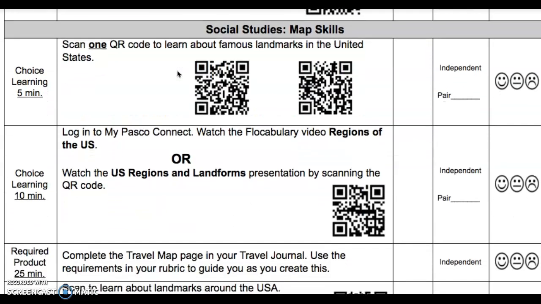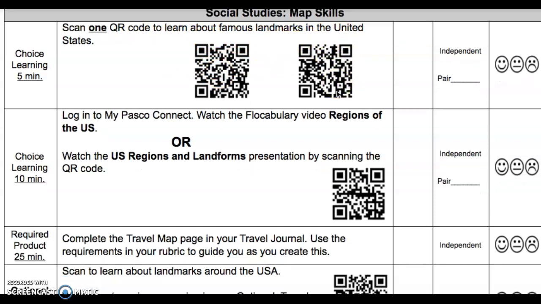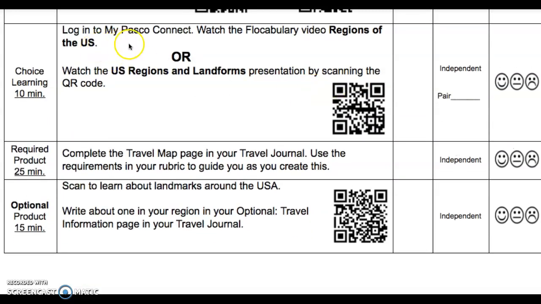In social studies, we're doing some map skills. Scan one QR code to learn about famous landmarks in the United States. You can choose which one you would like to scan. Just choose one. Choice learning, log into MyPasco Connect, watch the vocabulary video Regions of the U.S., or watch the U.S. Regions and Landforms presentation by scanning this QR code.